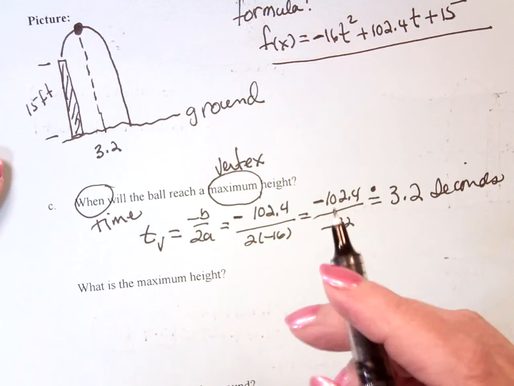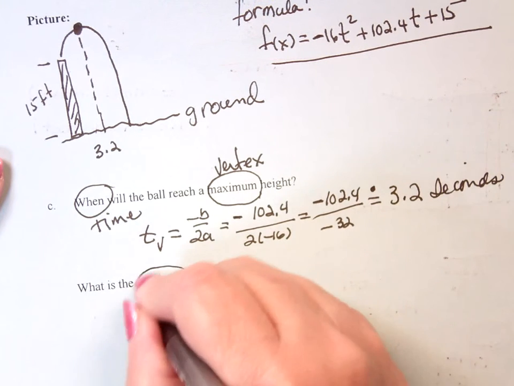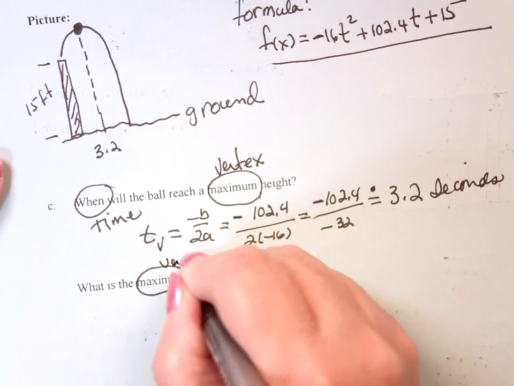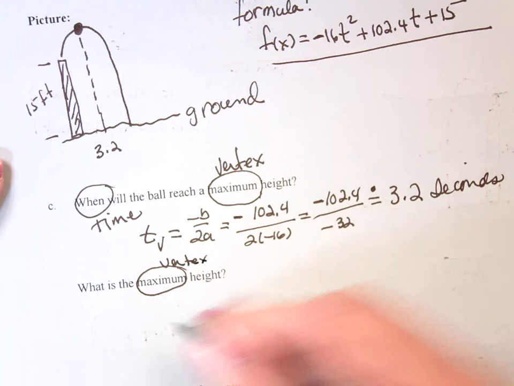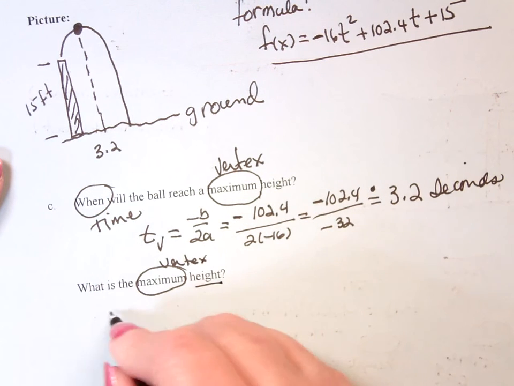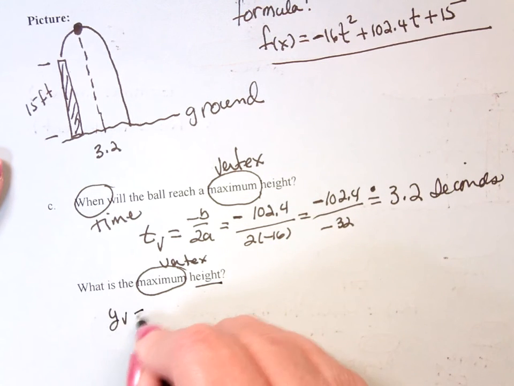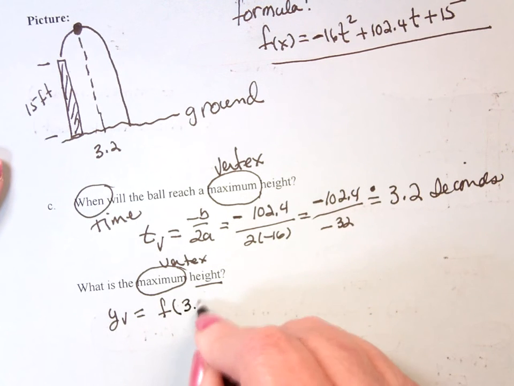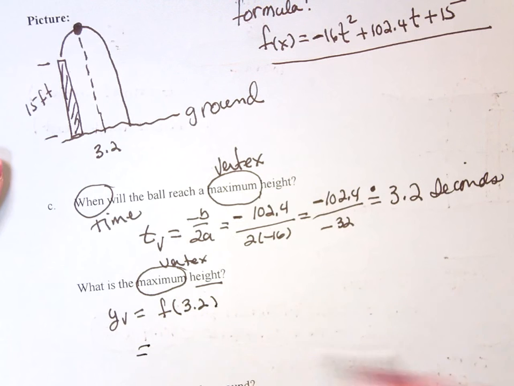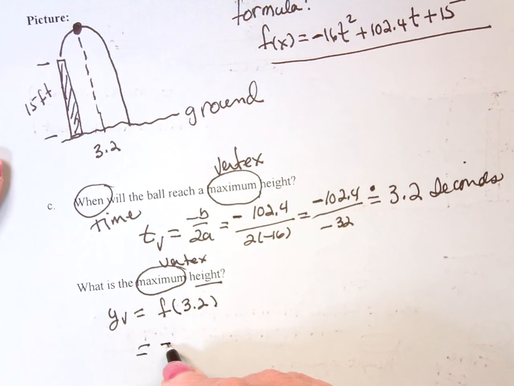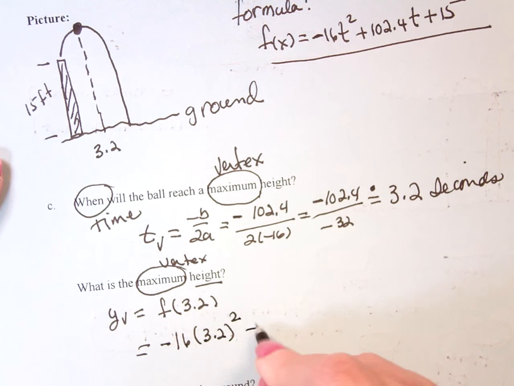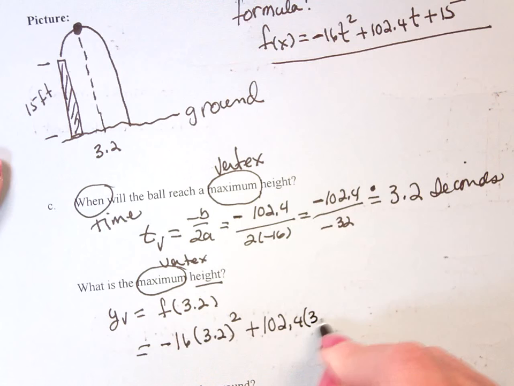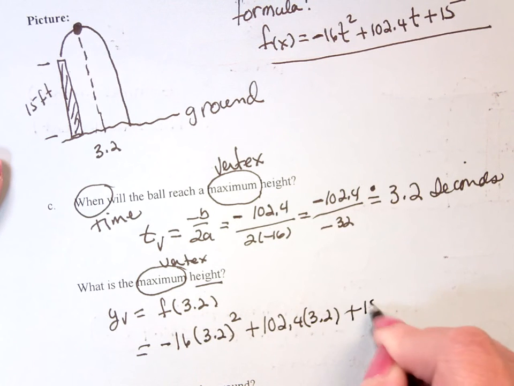And then what is the maximum? Maximum means vertex height. Maximum height. That's the y-coordinate of the vertex, which is f of the x-coordinate of the vertex. So it's minus 16 times 3.2 squared plus 102.4 times 3.2 plus 15.